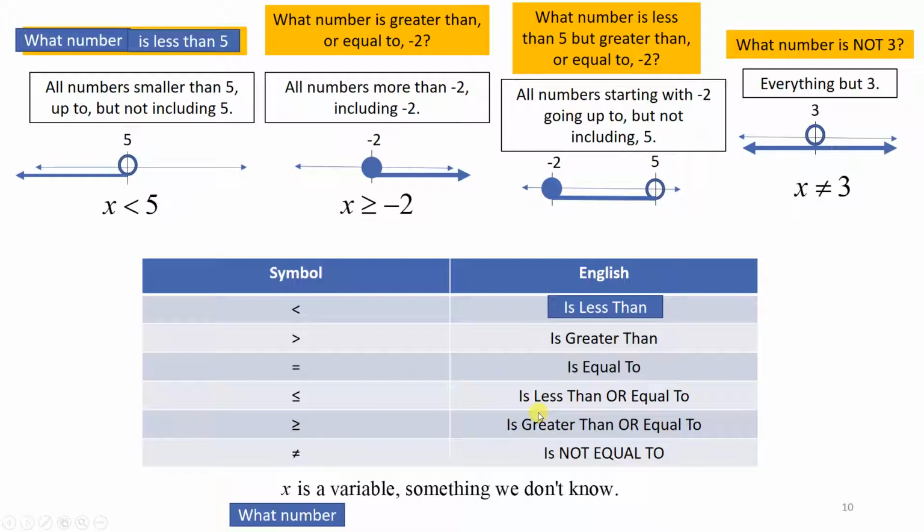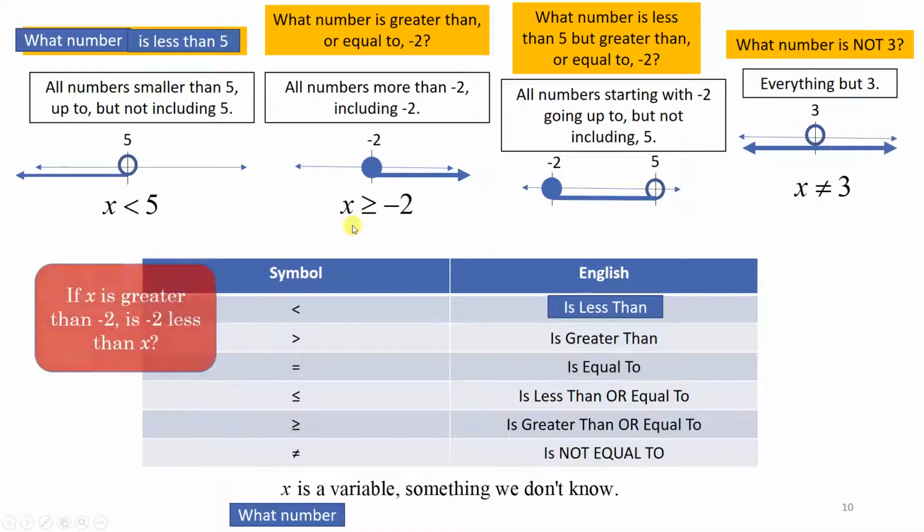Now, this last one's a little tricky. Let me ask you a question. If x is greater than -2, could you also say that -2 is less than x? Those are the same, right? Yeah, absolutely. Now, we also know for this one right here, all numbers starting with 2 and going up. So what number is less than 5 is the tricky part.